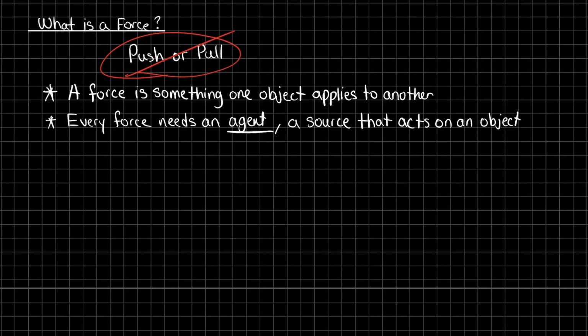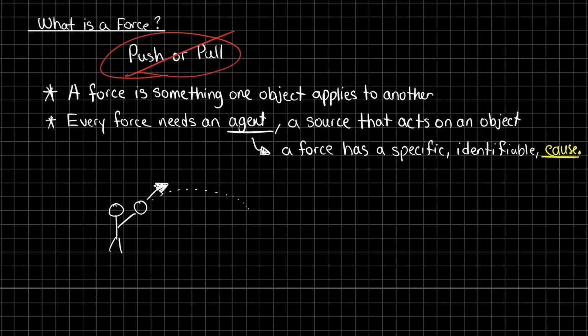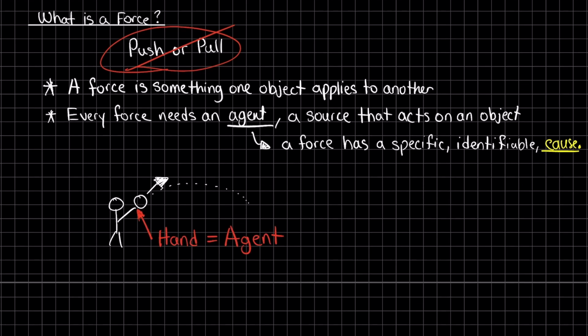Imagine throwing a ball. Your hand is the agent that pushes the ball forward. The ball doesn't just start moving on its own. It requires a force with a source. From the ball's perspective, it's experiencing a force from you, and that push is what sets it into motion. This idea that a force is an interaction between an agent and an object is key. Forces do not exist in isolation. So anytime you see an object moving, there is always an agent behind it.